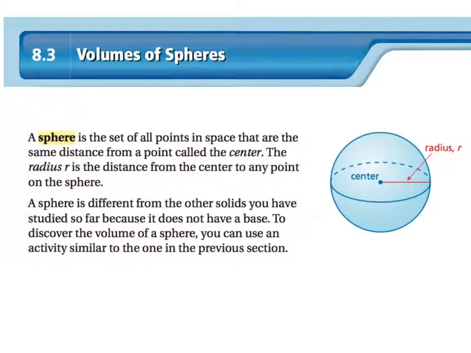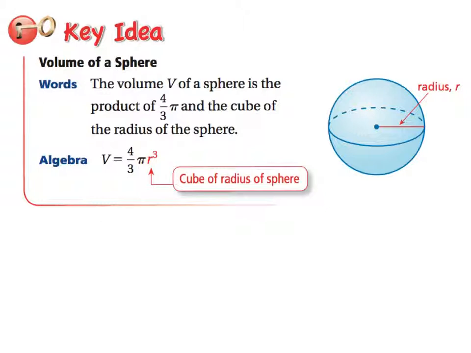To discover the volume of a sphere, you can use an activity similar to the one we did in the previous section. So I'm actually going to go over this in class, a little activity that will show you how we get the volume of a sphere. So here's your key idea. The volume of a sphere is the product of 4/3 pi and the cube of the radius of the sphere. So 4/3 pi r cubed.